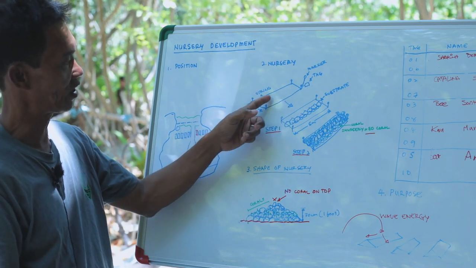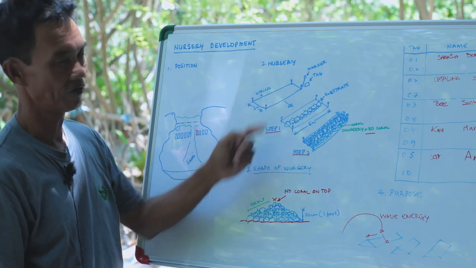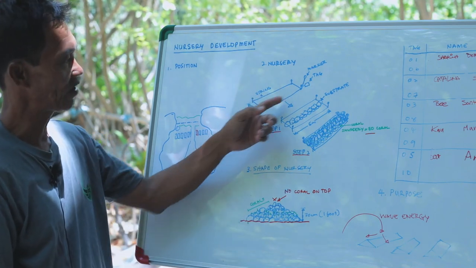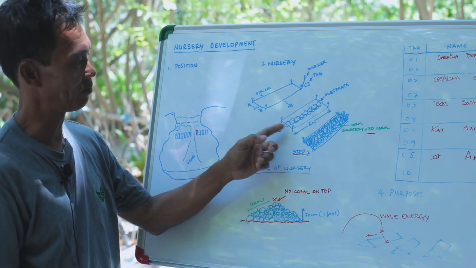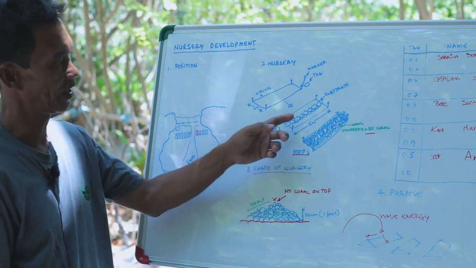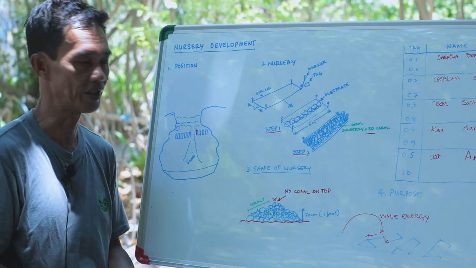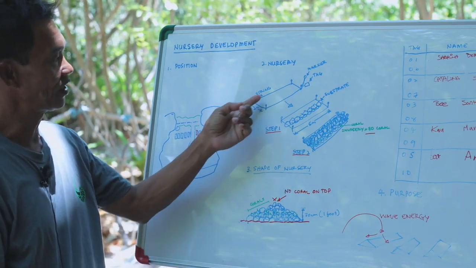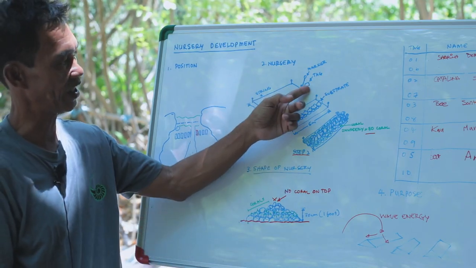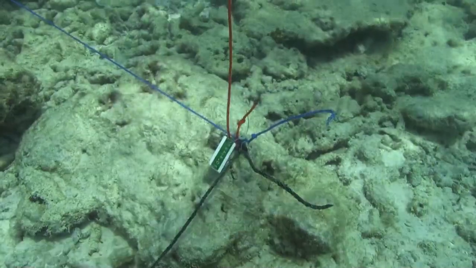Having 2 meters, we are able to reach the center of the nurseries. And 5 meters is because 2 by 5 makes 10 square meters. Therefore, it's much easier for management and calculations. Each of these nurseries has a tag number for management purposes.